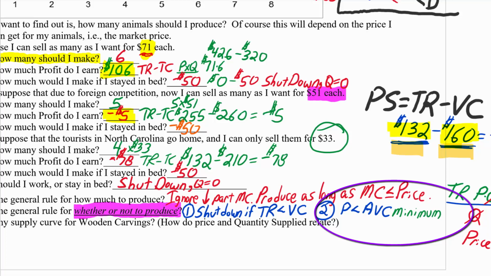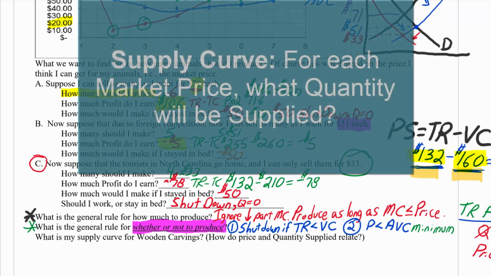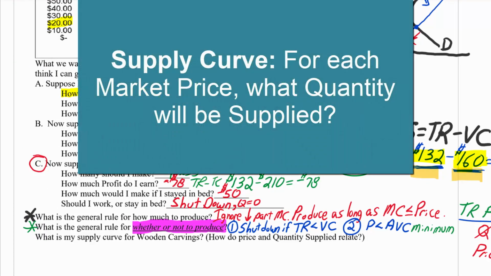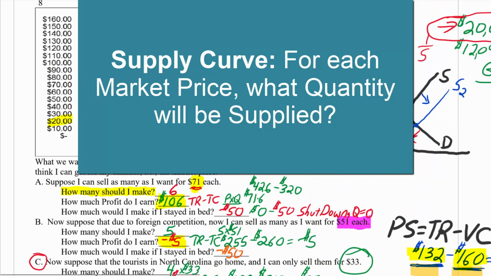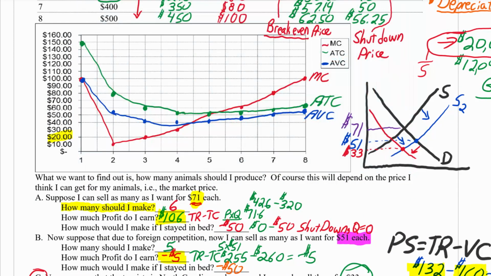Just find the lowest amount average variable cost gets to. If the price is below that, guaranteed best option, shut down and produce zero. Now, the last thing we're going to talk about in this lecture is the supply curve. How does my individual business supply curve for these wooden carvings relate to what we've talked about so far?